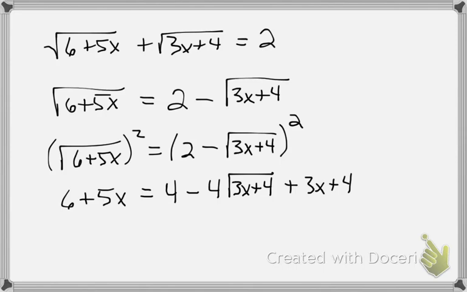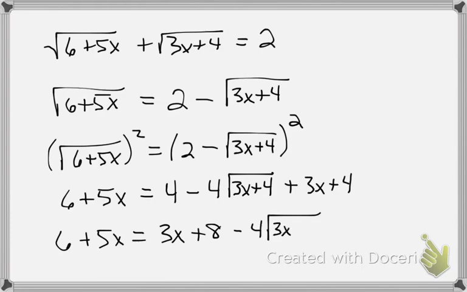All right, so I could just combine the 4 and the 4. So for the next line, 6 plus 5x equals 3x plus 8 minus 4 square root of 3x plus 4. I did the cleanup for you. You're welcome. What do you do? Oh, you moved the 3x and subtracted 8. I just put those two like terms together.